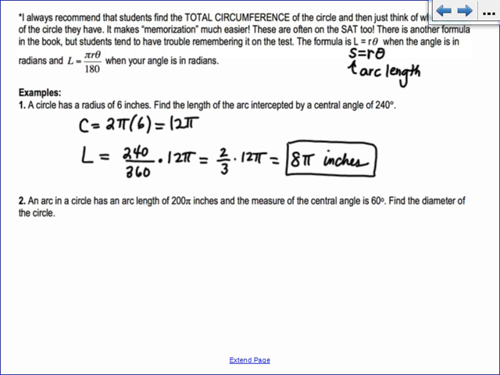All right, number 2. An arc in a circle has an arc length of 200 pi. So this is kind of going the opposite way. This is our L, and the measure of the central angle is 60 degrees. Find the diameter of the circle. Okay, so we're going backwards. We know the length is going to be theta over 360 times the circumference, 2 pi r, but we don't know what r is. We know our length is 200 pi, and we have a sixth of the circle, 60 over 360.